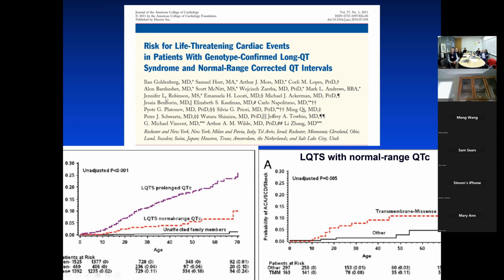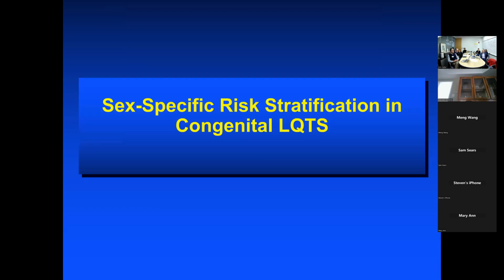So we also see that even in patients who have a normal range QTC or have a genetic diagnosis of long QT syndrome, patients who have a high risk mutation still have a high risk of life-threatening cardiac events that can result in aborted cardiac arrest or sudden cardiac death. And this is the reason that genetic testing is very important, not only to identify the genotype, but also the type of mutation that can be treated differently. And I will touch on that as well.